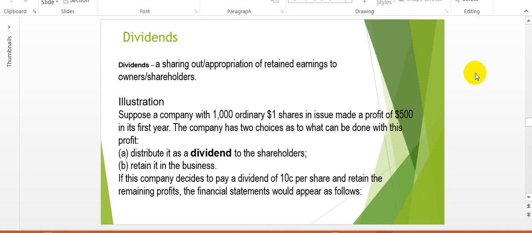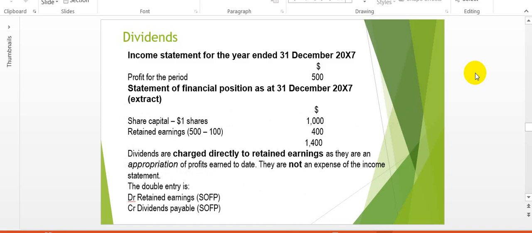But if it decides to pay, say, a dividend of 10 cents per share, and then to retain the remaining profits, how much of that 500 will be paid out as dividends? So 1,000 times 10 cents will give us 100. So the 100 will be paid out as dividends. The 400 will be reinvested, and the name will change from profit to retained earnings.